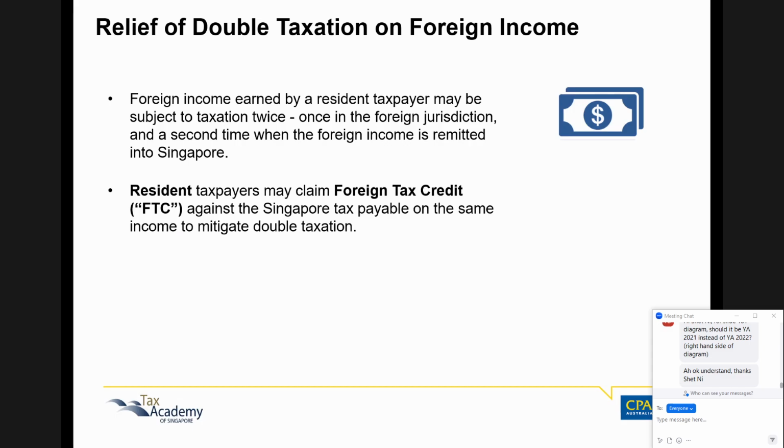Foreign tax credit. Double taxation of foreign income, right? Just now we said that if a foreign source income is remitted to Singapore, we need to bring it to tax. But this income may already have been taxed overseas, and now when it is remitted back to Singapore, it's being taxed again. So there is what we call double taxation. So you may allow what we call foreign tax credit, FTC, to resident taxpayers, resident companies, against their Singapore tax payable.